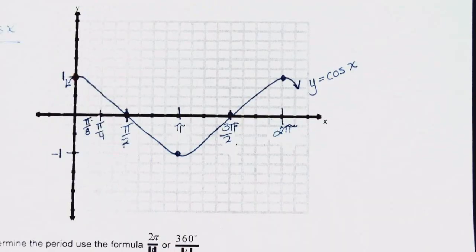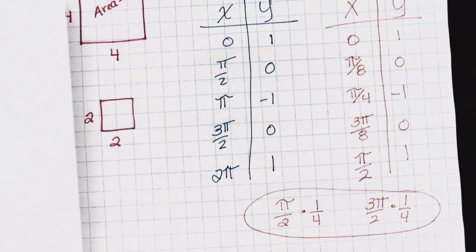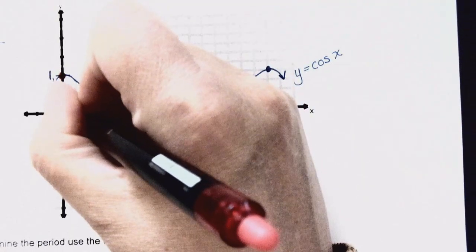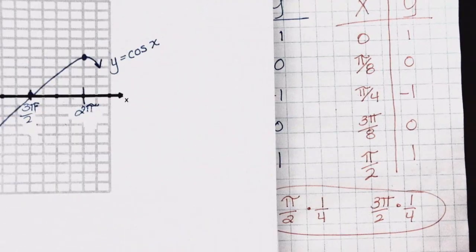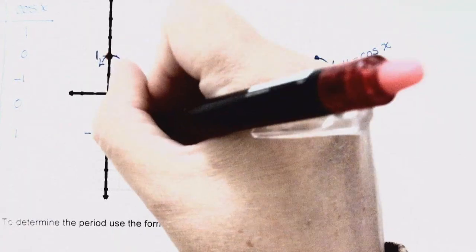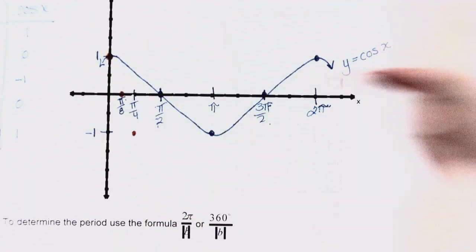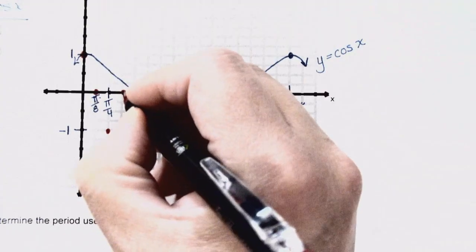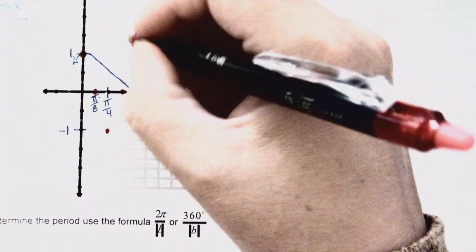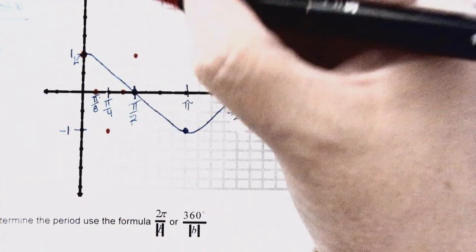This still starts at 0, 1. Then I'm going to pi over 8 at 0. Where do I go next? Pi over 4, which is -1. And then what do we got? 3 pi over 8, so that's 1, 2, 3. So I'm back to a median here. And then at pi over 2, I'm back to a maximum.